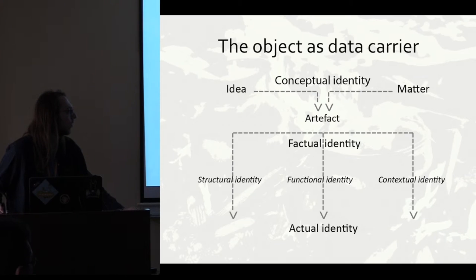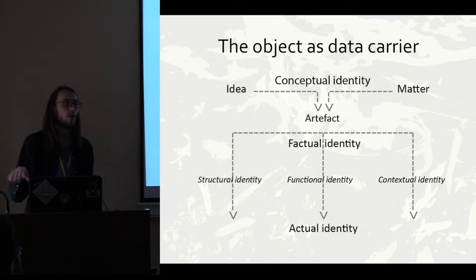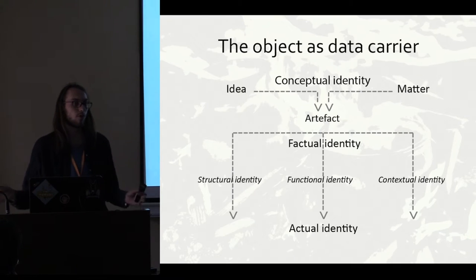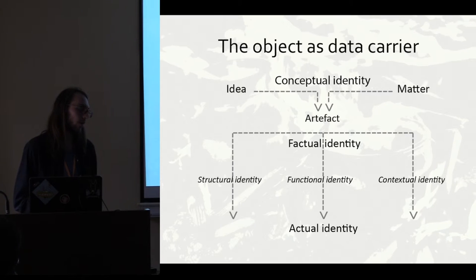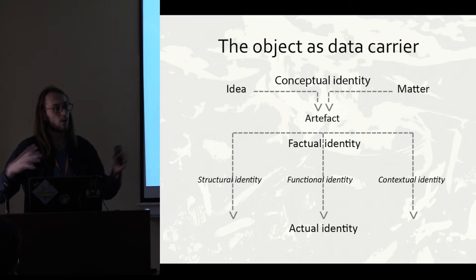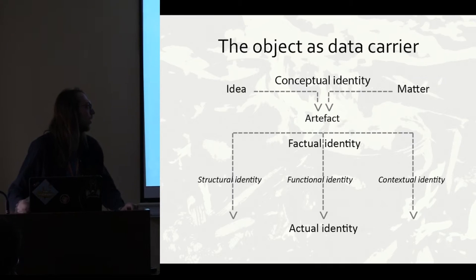And then you get as well the contextual identity, and for the contextual identity, there are multiple levels in how you could analyze that. The first is that you can look at the object itself, so what are the objects around it. It can be like the whole world or the area or the landscape where this object is in. But it can also be like the context of the object itself in time.